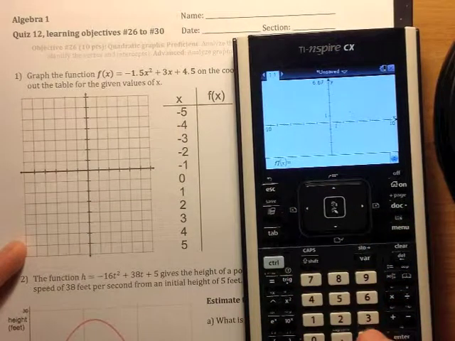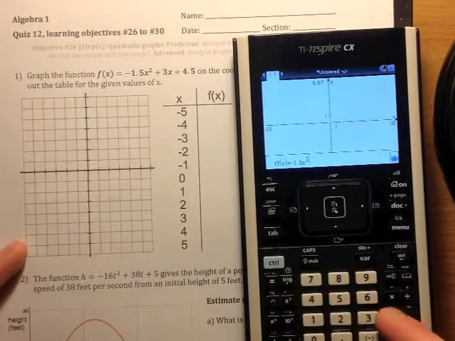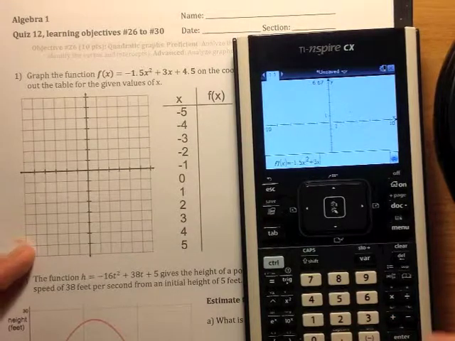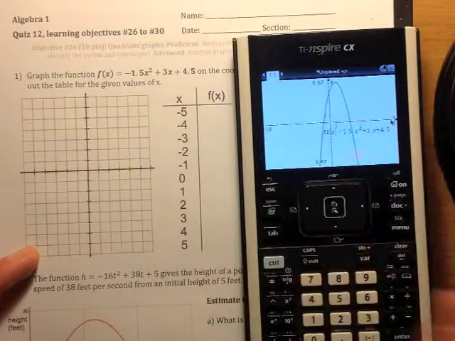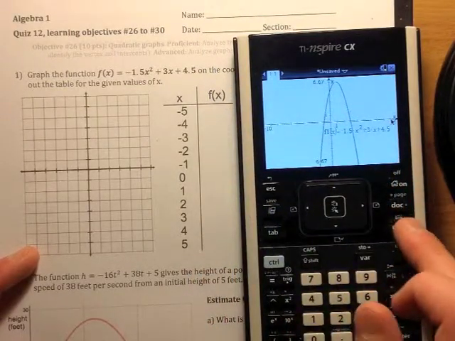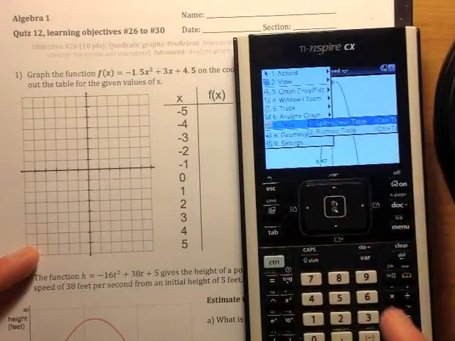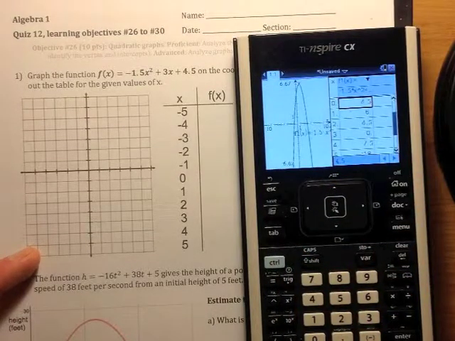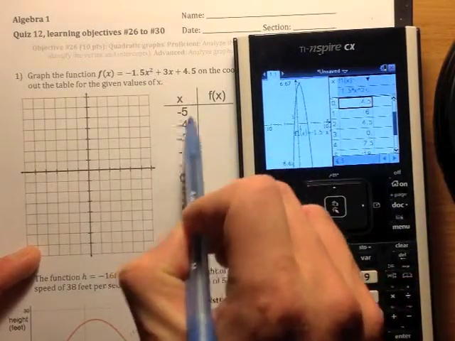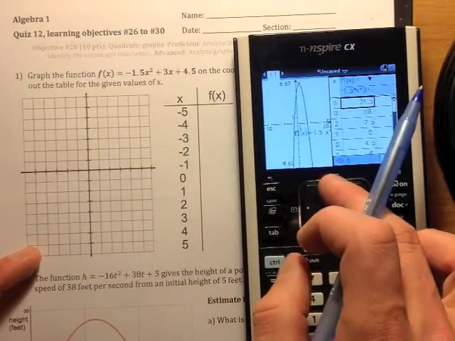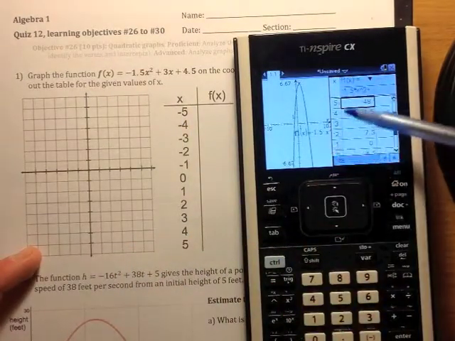F of x equals negative 1.5 x squared plus 3x plus 4.5. Enter. Perfect. Now, let's create the table. Go to Menu, Table, Split Screen Table. Okay, great. Now our x values start at negative 5. So let's scroll up until the left column says negative 5.